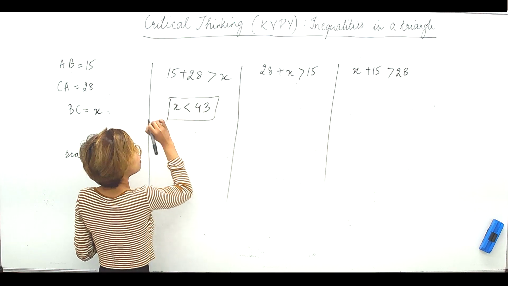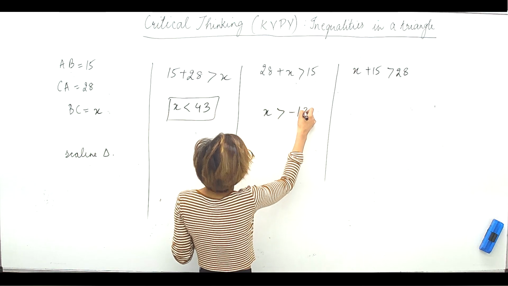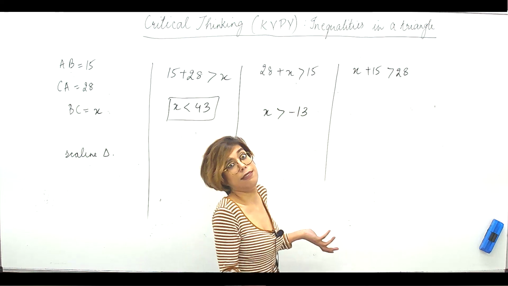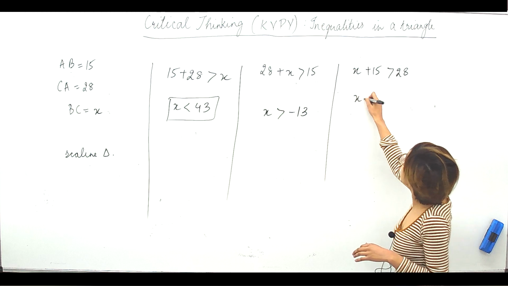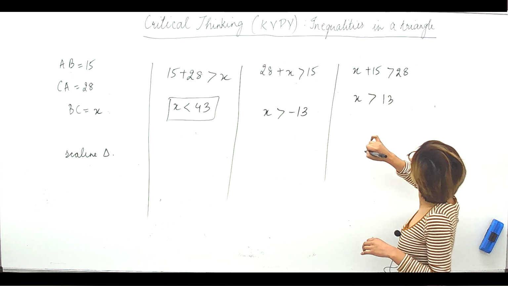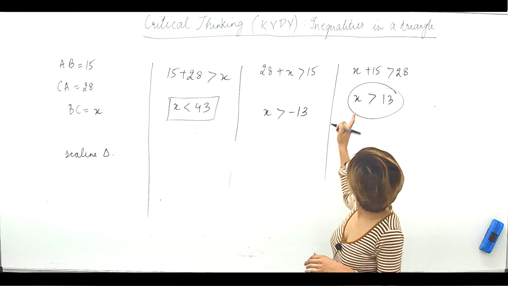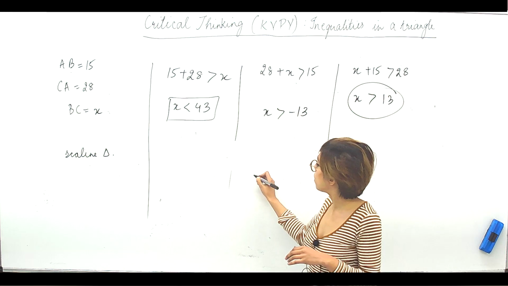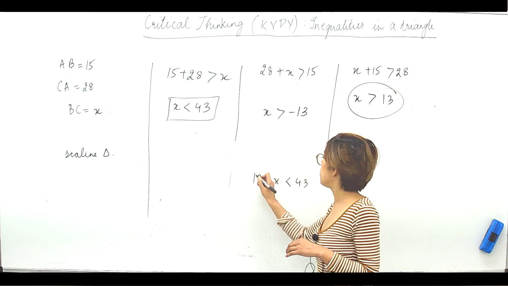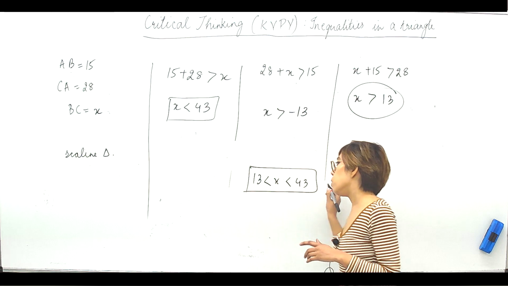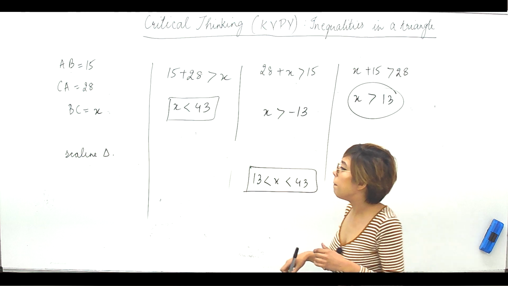First condition. The second is x is greater than negative 13. Of course, it is a side, so it's a trivial condition, but okay, fine. And this is x is greater than 13. Okay, so that means x should be greater than 13 and it should be less than 43. 13 less than x less than 43. This is my condition. Now I know that x is an integer. So let me utilize that.